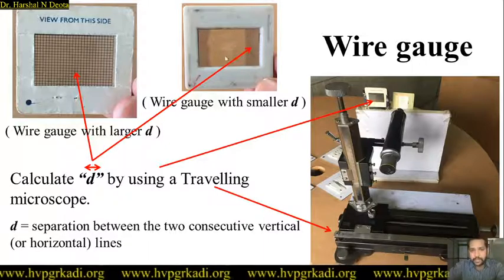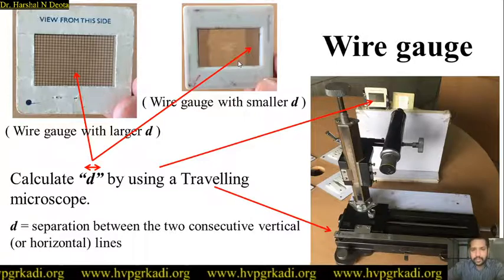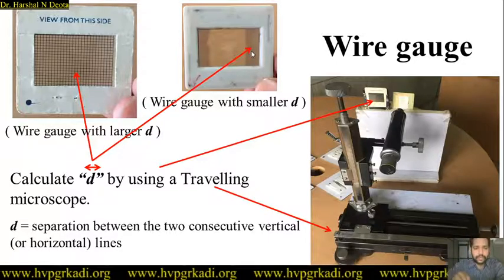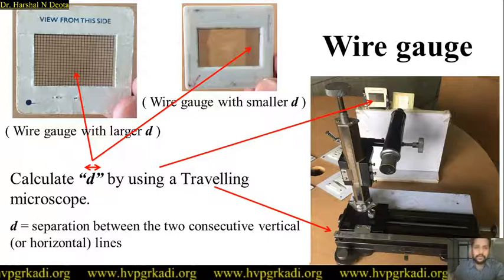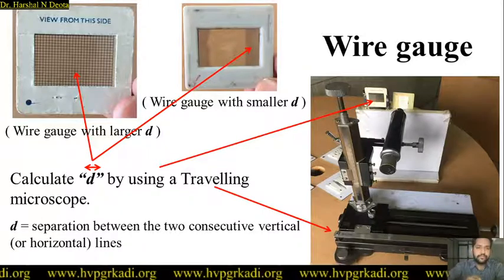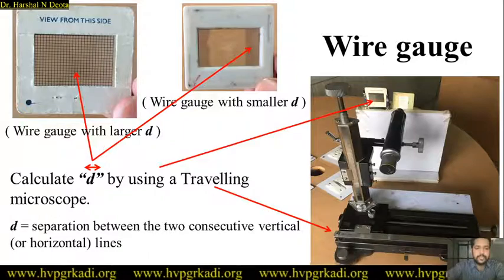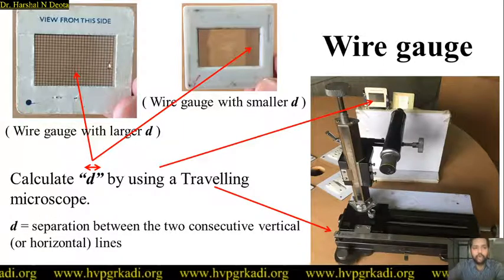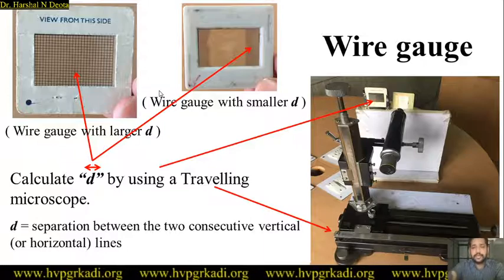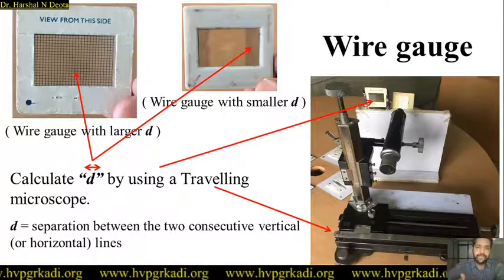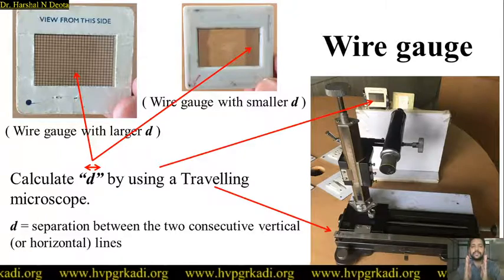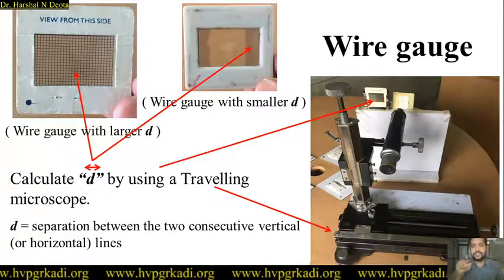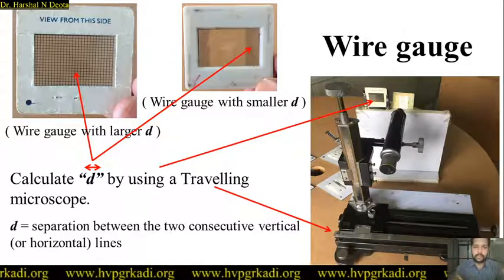Please ignore the middle part, it is actually ruptured, but you can see that this portion has very minute squares. Now again, for this particular wire gauge, we have to calculate the distance d between the vertical lines or two horizontal lines. Since they are squares, it is the same. If you measure the distance between two vertical lines or two horizontal lines, the distance will be the same, since all sides of a square are equal.